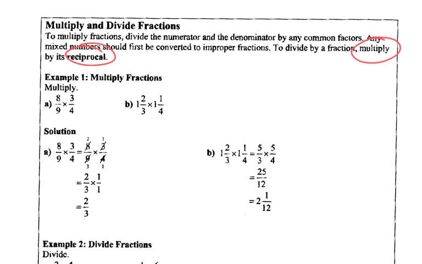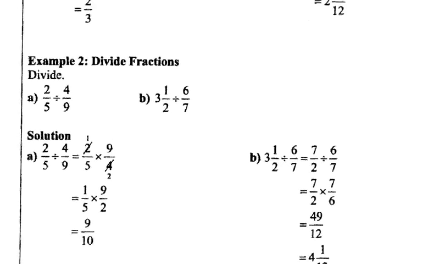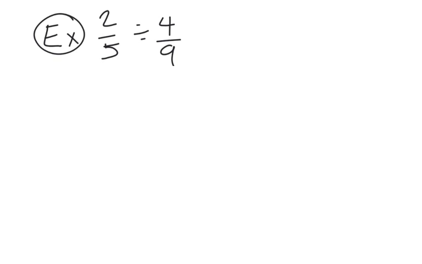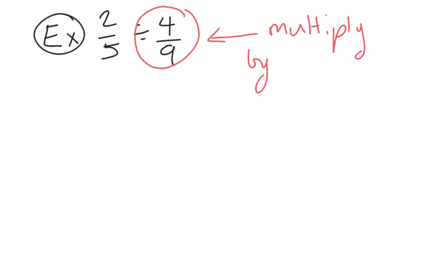The first question we're going to look at is over here. Example 2a, which is 2 over 5 divided by 4 over 9. Okay? In our first example, we have 2 over 5 divided by 4 over 9. Now, you want to pay attention to the divide by 4 over 9. We actually want to multiply by its reciprocal.